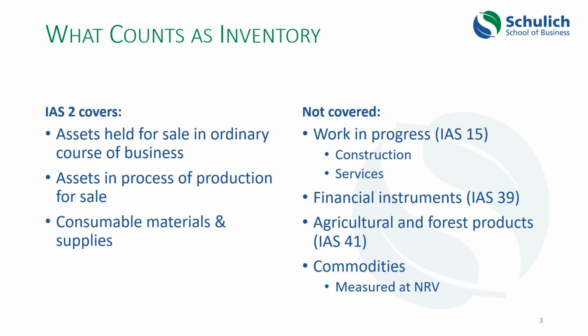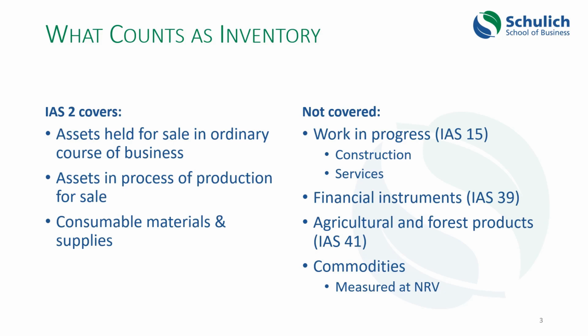Inventory is defined in IFRS under IAS 2, and the three categories of things that it covers are assets that are held for sale in the ordinary course of business. So this would be finished inventory items. It does not include assets that are held for sale that aren't in the ordinary course of business. So for instance, a company that has decided to sell a factory or sell one of its delivery trucks. These are not the goods that it sells in the normal course of business. So although they're held for sale, they're not considered inventory.